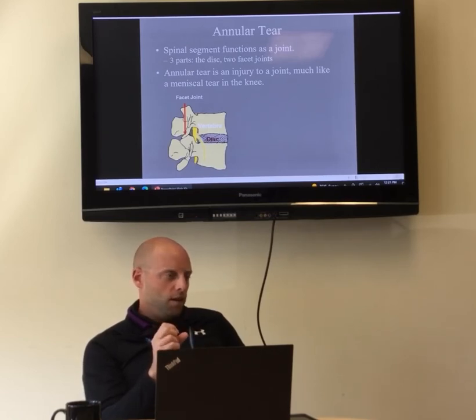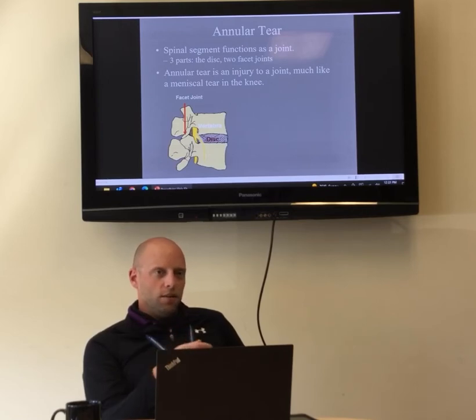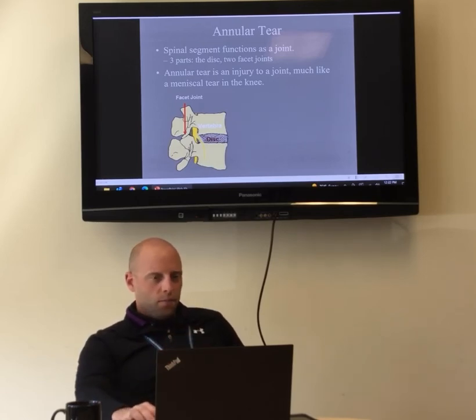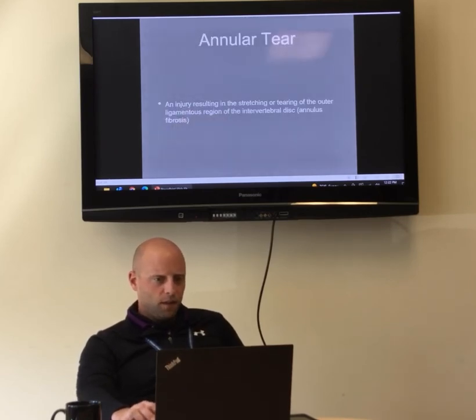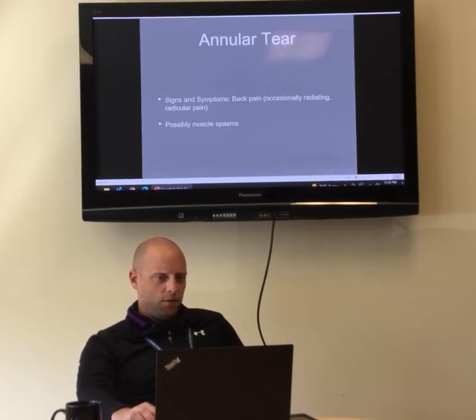When I talk to patients, it's kind of analogous to a meniscal tear in the knee. You have this firm, fibrous soft tissue, and it is prone to injury, but it is not a disc herniation. It's an injury resulting in stretching or tearing of the outer ligamentous region of the intervertebral disc, the annulus fibrosus.